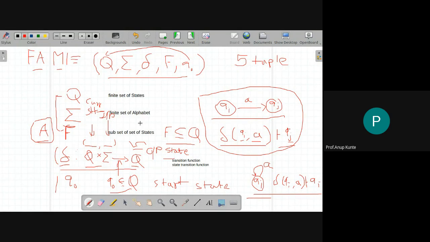So finite automata is what? It is a 5-tuple device that has components referred to as Q, sigma, delta, F, Q0. Q is finite set of states. Okay? So it represents what all states of computation the given computation can be represented in or partitioned in.